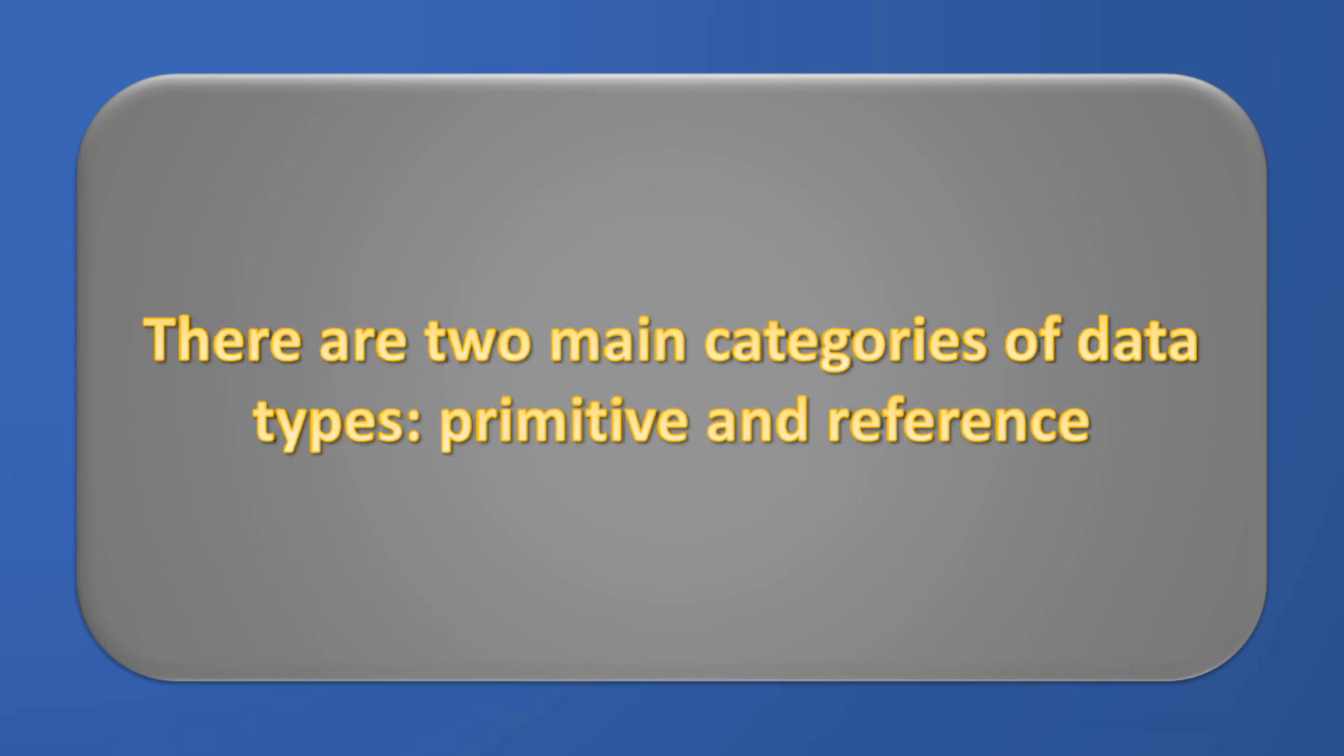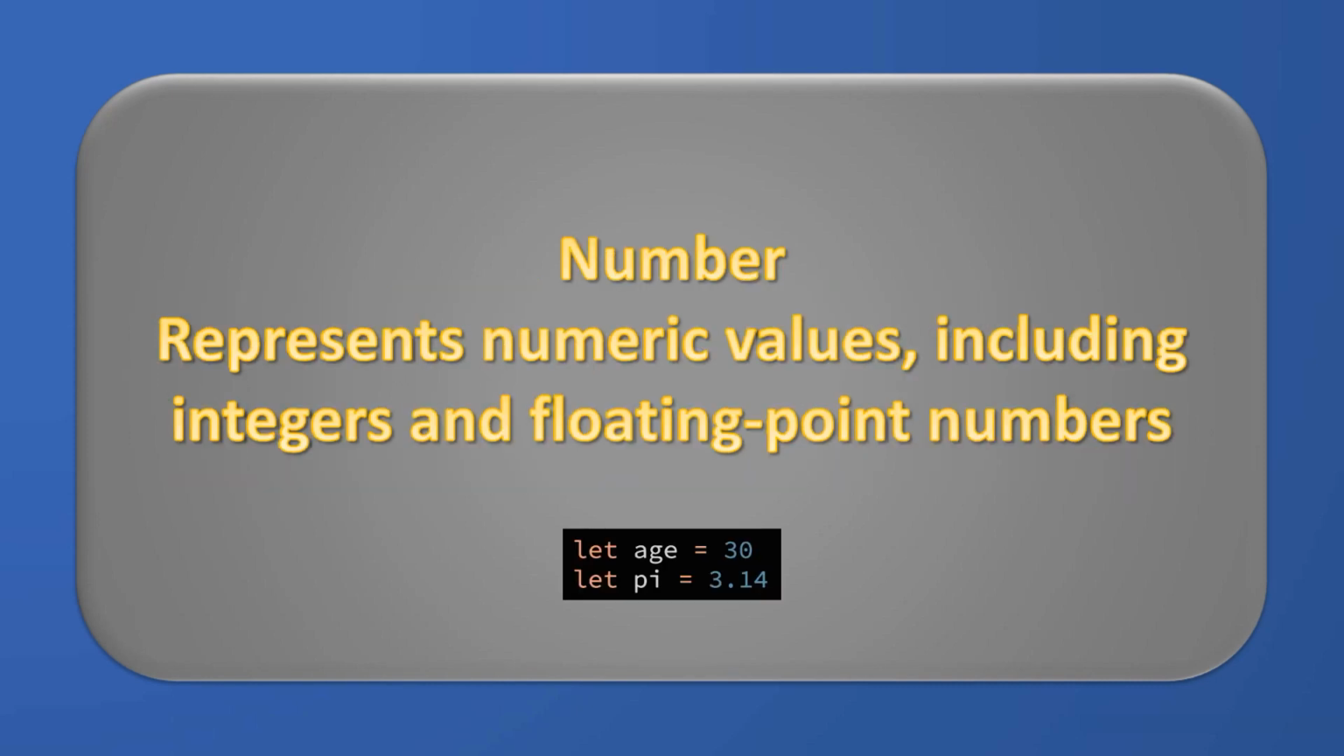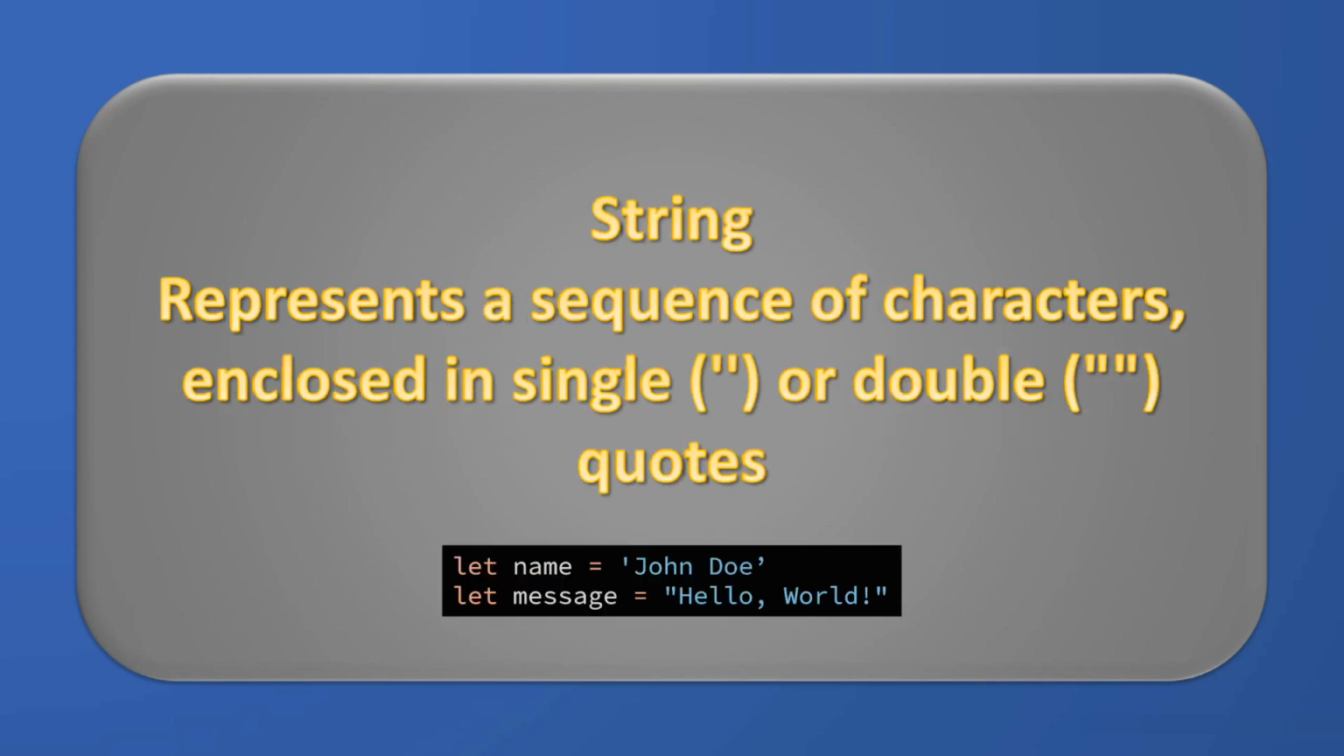There are two main categories of data types, primitive and reference. Primitive data types are immutable and directly hold the actual value. There are 6 primitive data types in JavaScript. Number represents numeric values, including integers and floating point numbers. String represents a sequence of characters enclosed in single or double quotes.